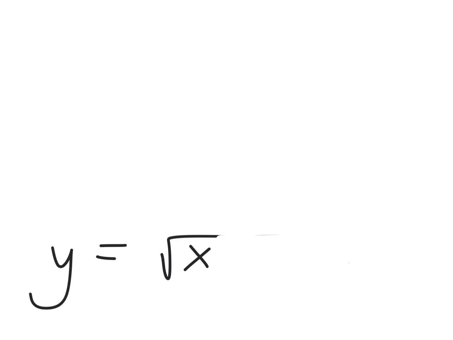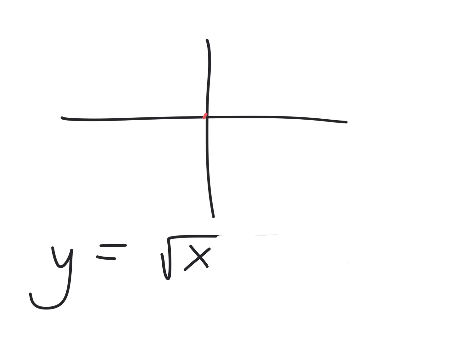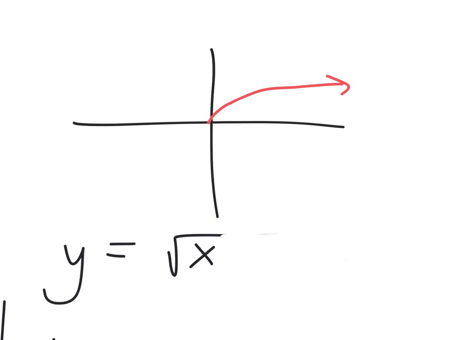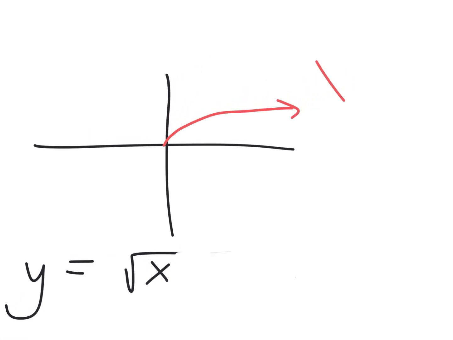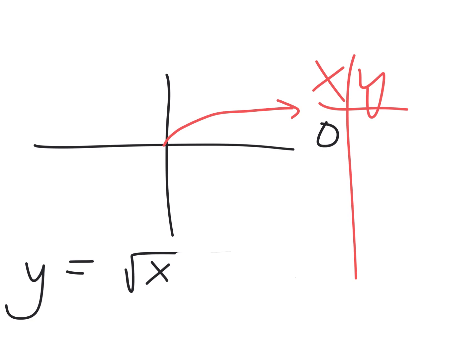So I think 80% of you are going to know that it kind of looks like this. Raise your hand if you knew that. Okay, good. If you didn't know that, here's how you could have figured it out. You could have made an XY chart, couldn't you? Stick in 0, see what you get. Square root of 0 is 0. If I put in 1, the square root of 1 is 1. If I put in 2, nobody knows the square root of 2.